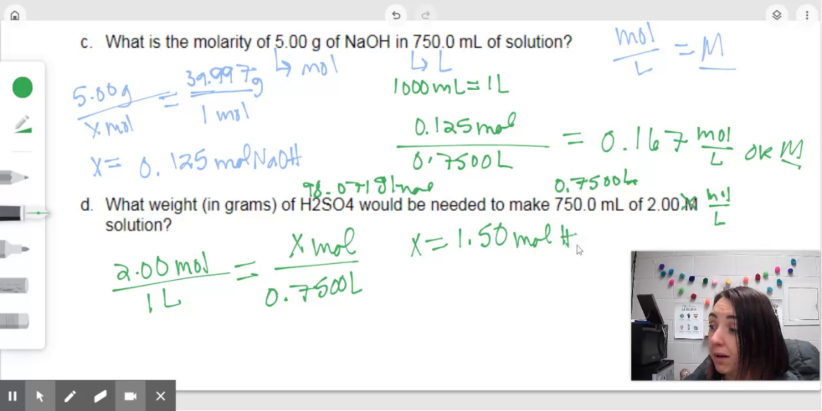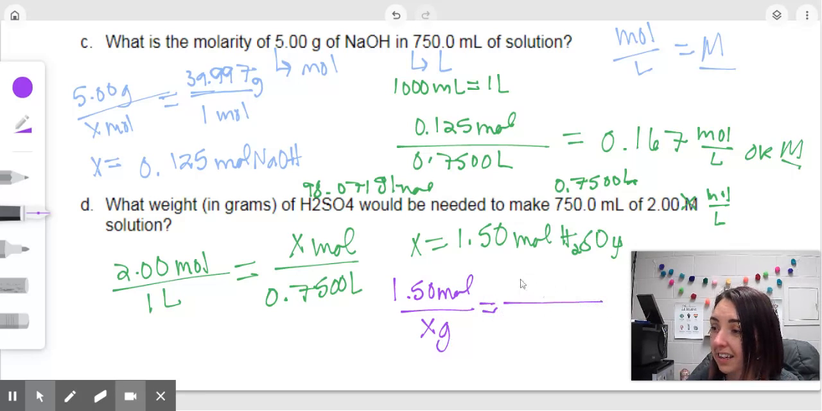So I've got 1.50 moles of sulfuric acid. I'm trying to get to grams of sulfuric acid. I know how to get from moles to grams because I have my molar mass. So I know I can take, let me switch the color here, my 1.5 moles of H2SO4 over X grams equals, we figured out it was 98.0718, it looks like. Hard to read my own handwriting there. Grams for every 1 mole. And I just solve for X.